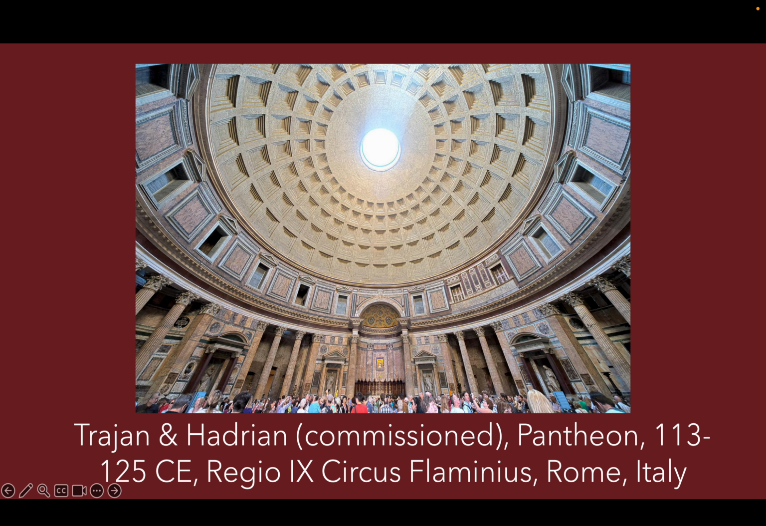So coffers help reduce the weight of the dome on the walls below and help to reduce echo within the rotunda. So the rotunda is the round part of the building. At the top of this dome, we have an oculus. So the oculus lets light in. And these coffers also sort of help bounce light around.